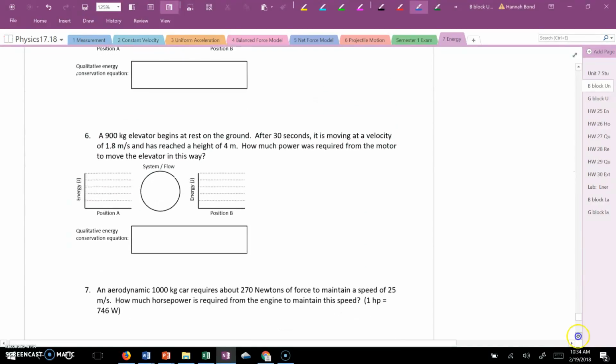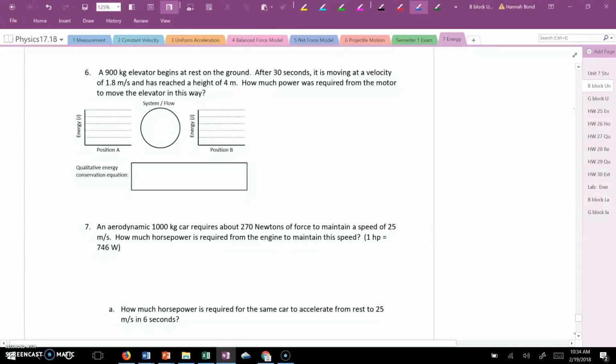Let's skip number 5. Let's look at 6. So here we've got another elevator. It starts at rest on the ground. So at position A, there's really no mechanical energy. But at position B, which happens 30 seconds later, it says that it has a velocity of 1.8 meters per second, and it's reached a height. So it has both gravitational potential energy and kinetic energy.